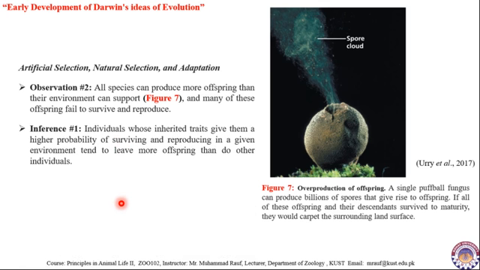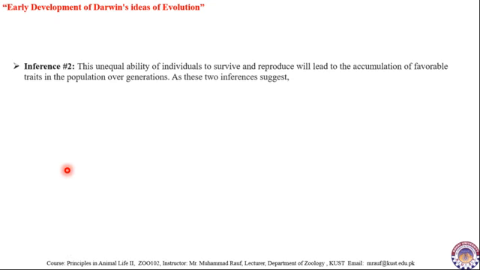So what was the inference drawn from these observations? Inference 1. Individuals whose inherited traits give them a higher probability of surviving and reproducing in a given environment tend to leave more offspring than do other individuals. Inference 2. The unequal ability of individuals to survive and reproduce will lead to the accumulation of favorable traits in a population over generations. Means some individuals have favorable traits, others have unfavorable traits. So the organisms which have favorable traits are at an advantage, and they will be in a position to reproduce and leave more offspring because of the traits they have.